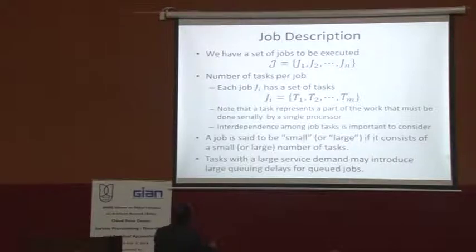Now, a job is said to be small or large if it consists of a small or large number of tasks. I will talk about this. Tasks with a large service demand may introduce large queuing delays, because if you put a big task or big job in the system, then it may wait a long time, or any tasks that come after it may wait a long time. That is why we now divide jobs into small and large.